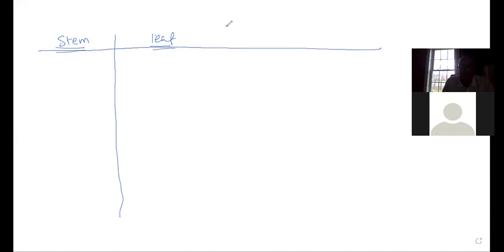So that is called stem and leaf, L-E-A-F. Stem and leaf. Let me put a line like this, and let me put one line like this too. Now, if you look at those data, it's not possible for me to share both screens simultaneously. So that's why I told you to take the picture.